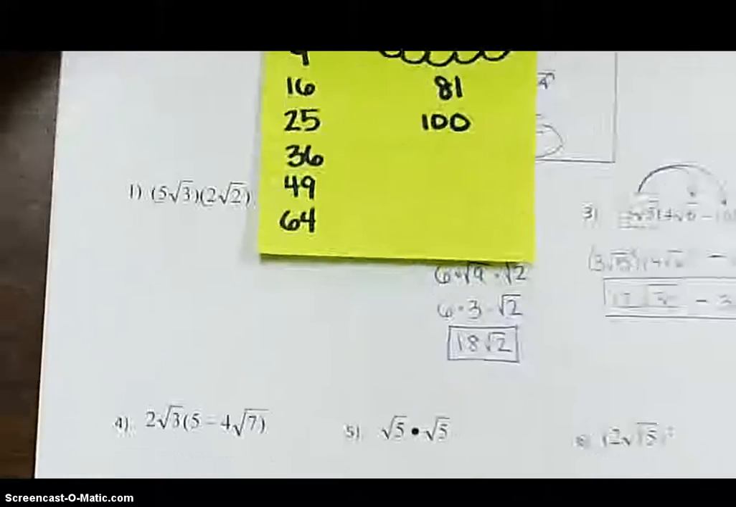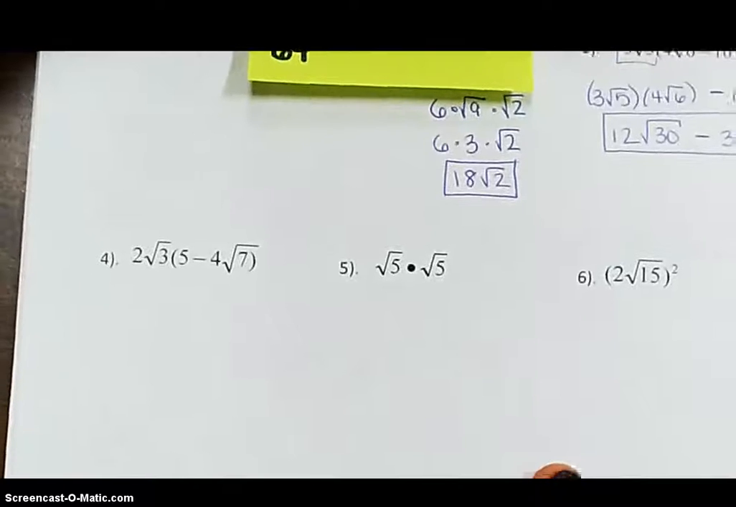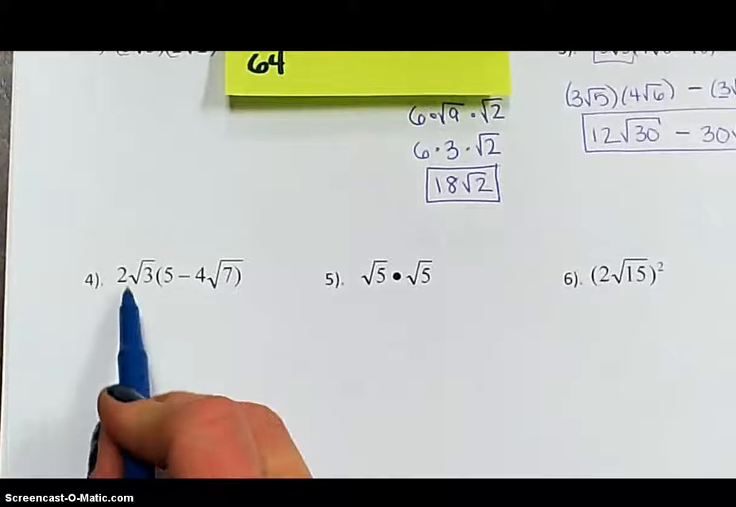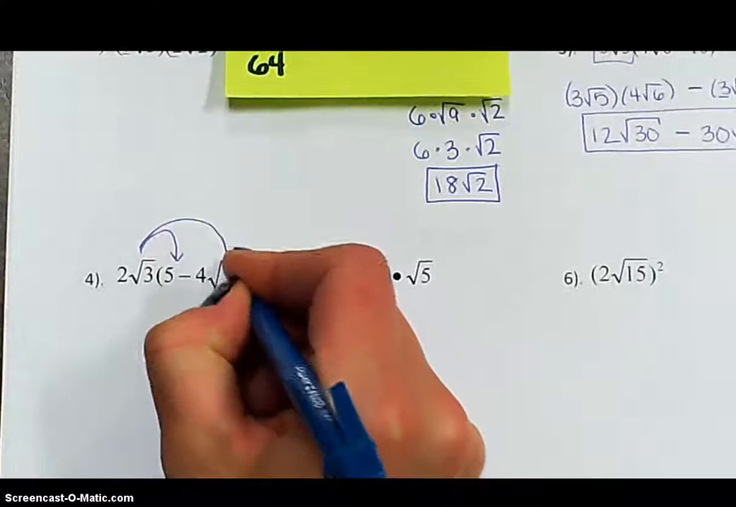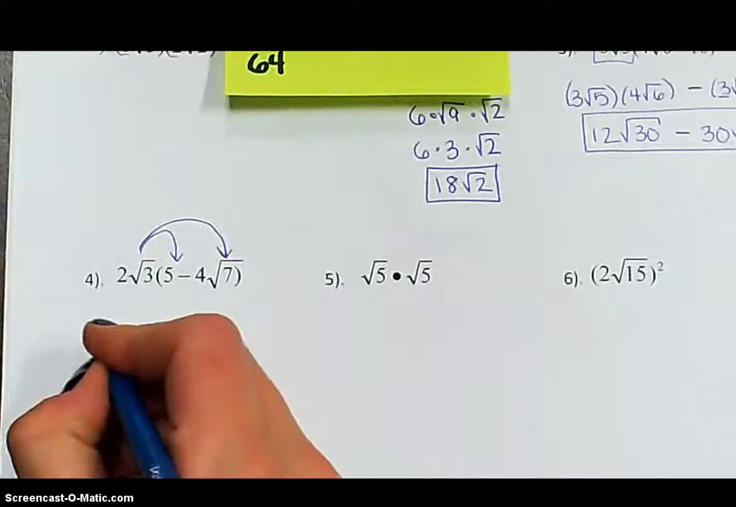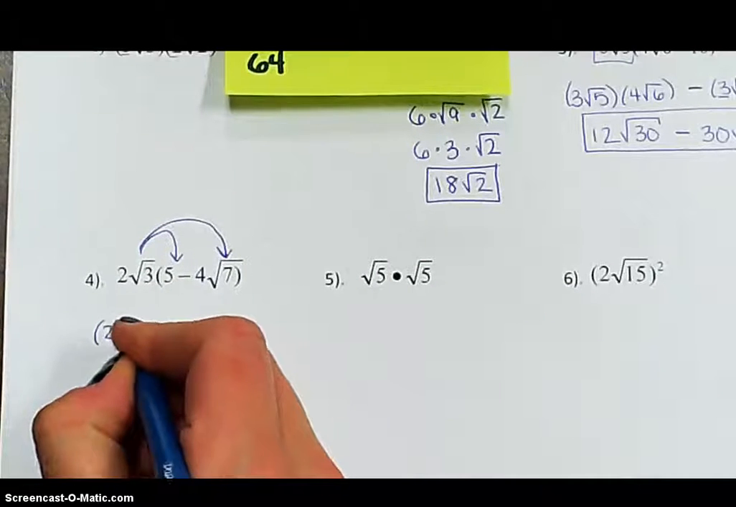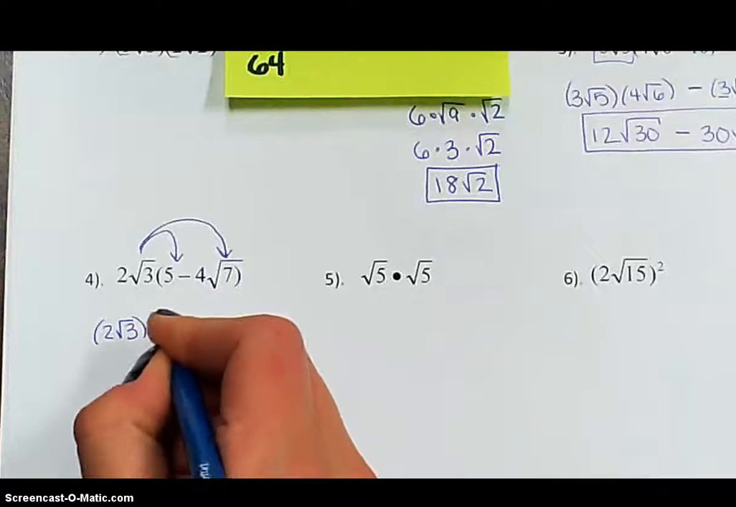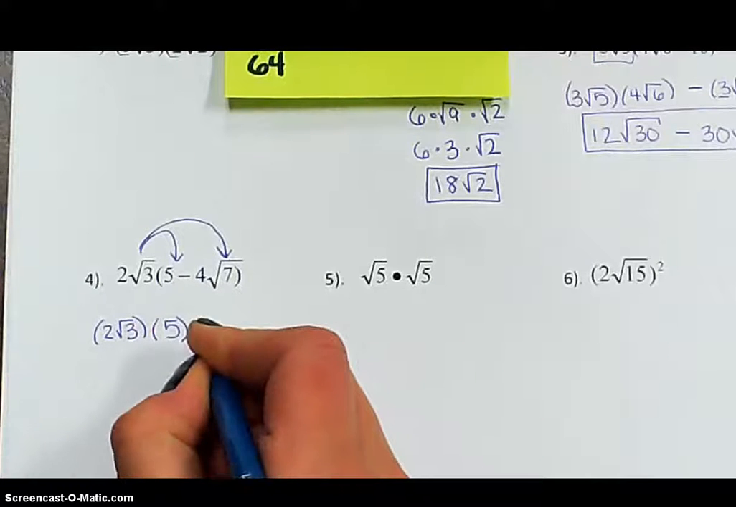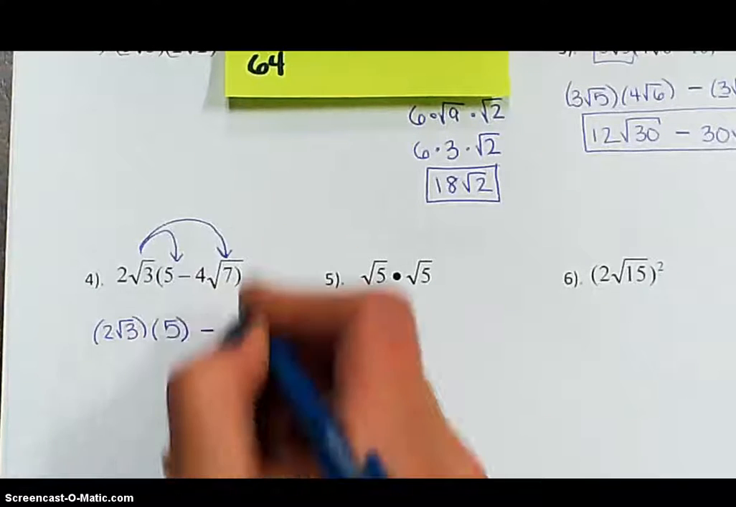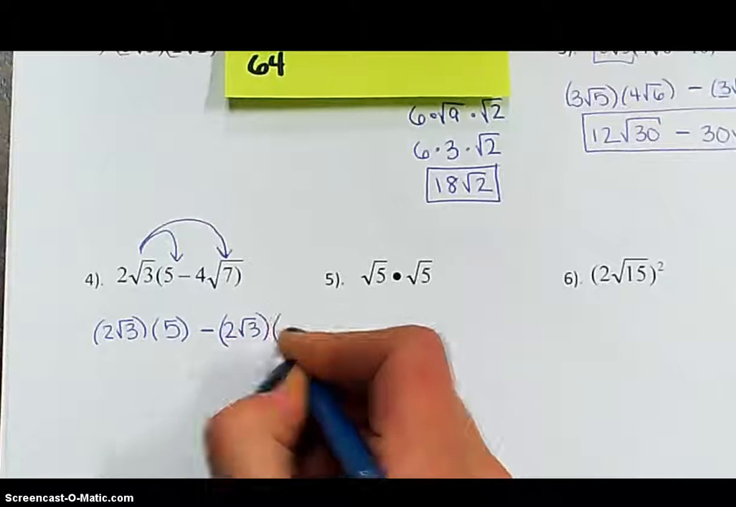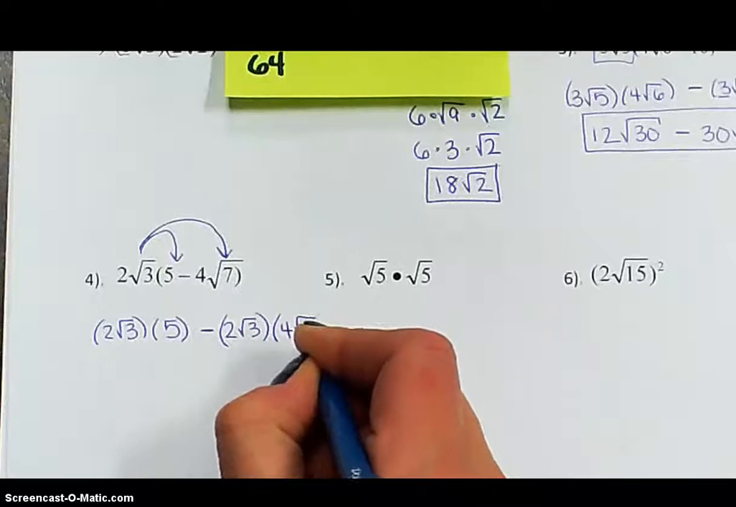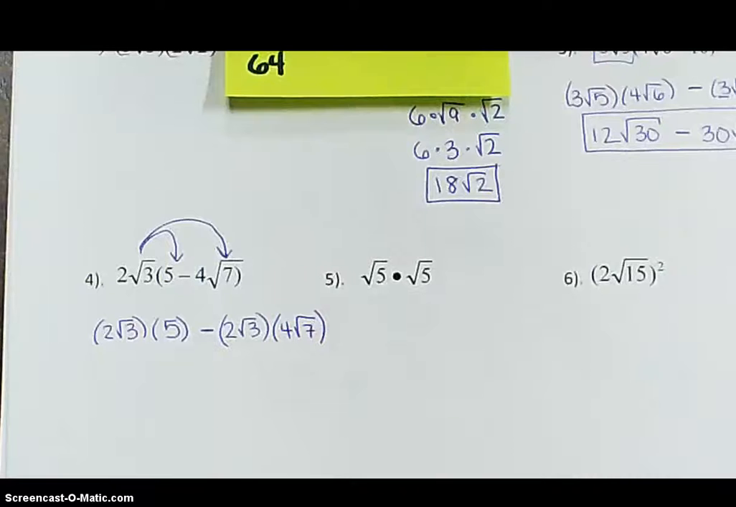So let's take a look now at number 4. Okay, so once again, we have parentheses, and we're going to have to distribute to everything on the inside. So I'm going to take that 2 radical 3, and I'm going to multiply it to the 5. Then I'm going to have my subtraction symbol, and then I'm going to take my 2 radical 3, and I'm going to multiply it to 4 radical 7. Okay, now let's see what happens.